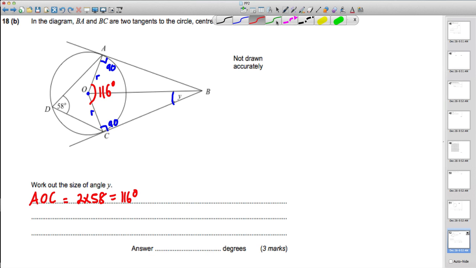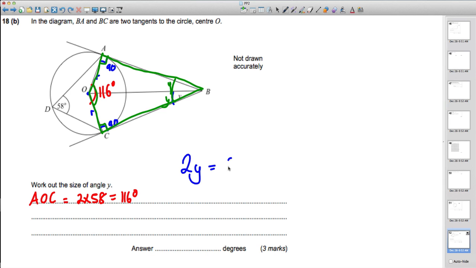Now consider, I'll draw in green, you've got a quadrilateral here, right? So that's 116, that's 90, that's 90. This here is two lots of y, it's y plus y. So therefore, these angles must add to 360. So 2y must be 360 take away 90, take away 90, take away 116. Which should be 64. So therefore 1y must be half that, which is 32 degrees. And that is your answer, 32 degrees.